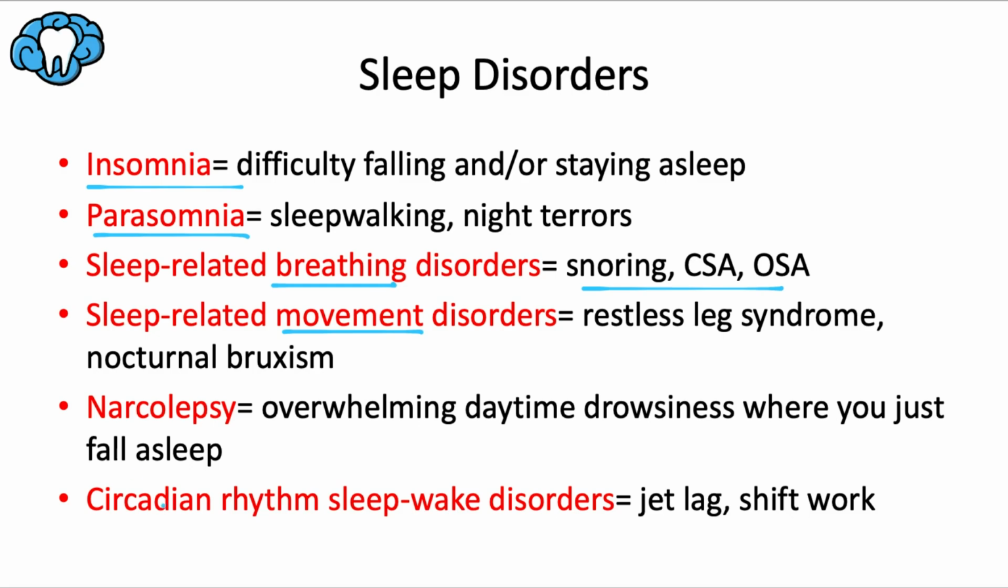And then we have circadian rhythm sleep-wake disorders. This includes things like jet lag if you're traveling across long distances, across different time zones, and shift work disorder. So if you work the night shift or rotating shifts for your job, you can experience a misalignment between the body and the circadian rhythms that regulate your sleep-wake cycle. So that's a nice overview of all the kinds of sleep disorders. Again, we're going to hone in on the breathing disorders, snoring, central sleep apnea, and obstructive sleep apnea.